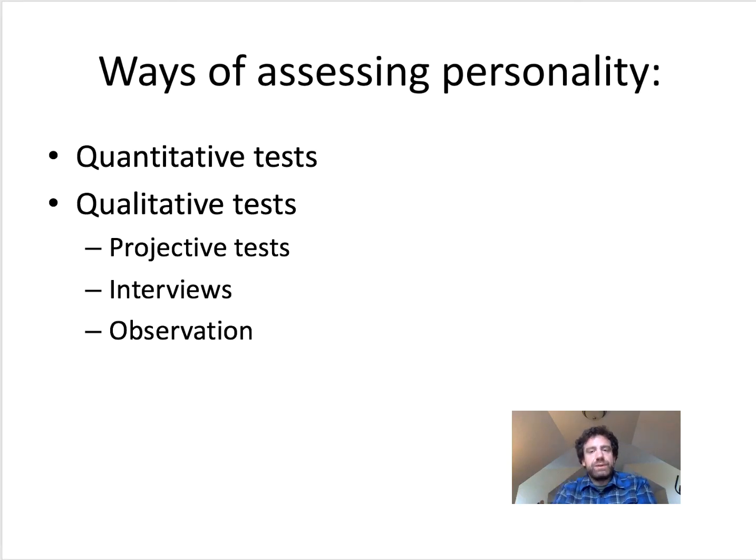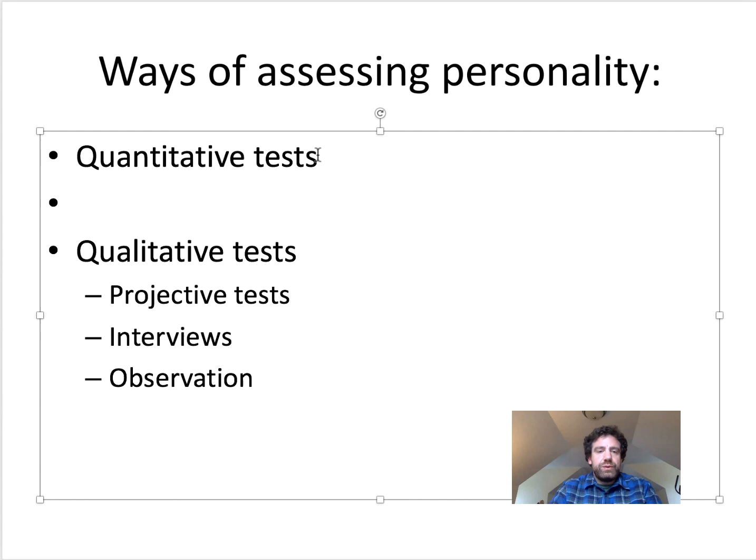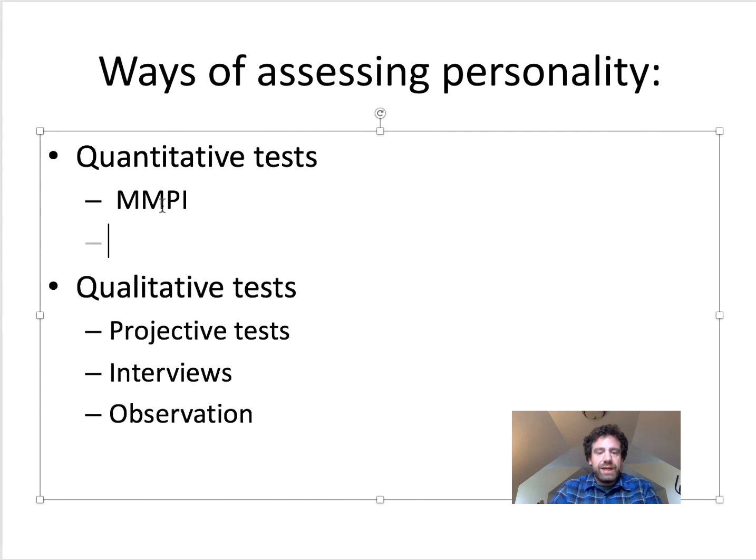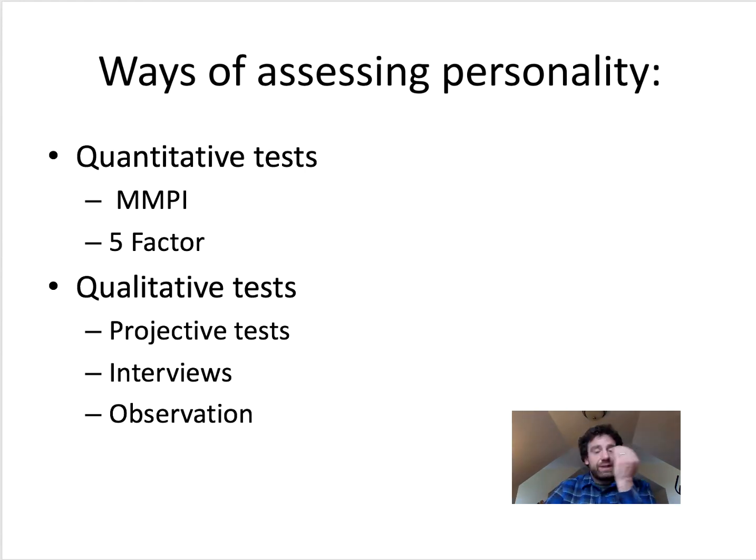So, to wrap this up, we've looked at some different ways of assessing personality. We've looked at 2 quantitative tests, the MMPI and the 5-factor test. We also talked briefly about some qualitative tests, particularly projective tests. 2 very different approaches. The quantitative tests are used widely in a wide variety of contexts, but I think are widely misunderstood. There's this common perception that the test knows much more about you than it does.